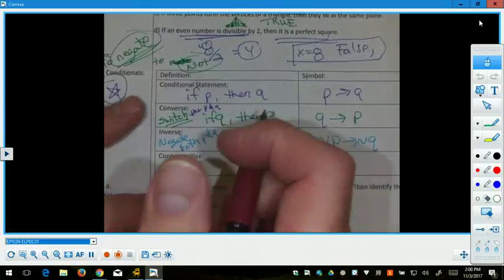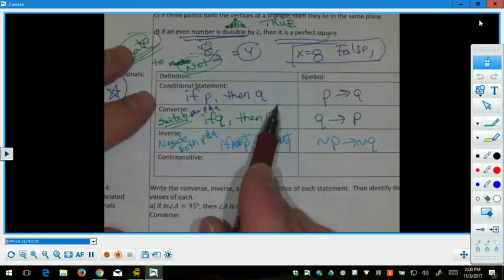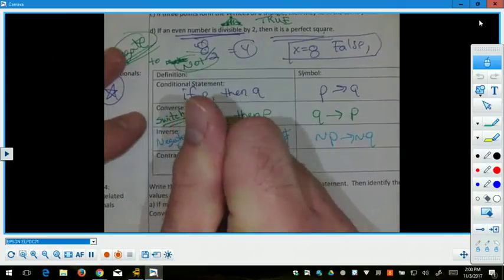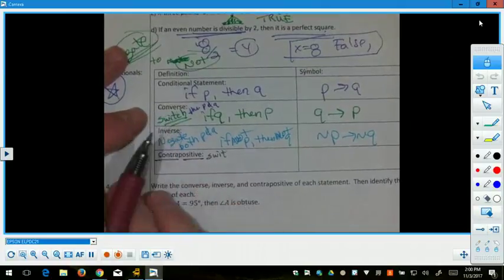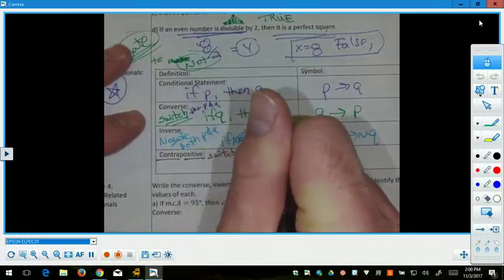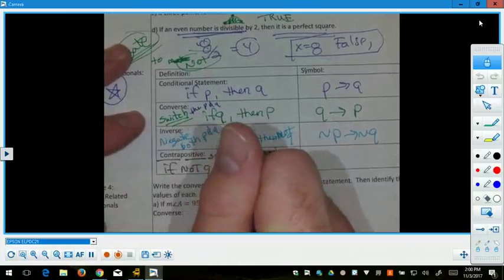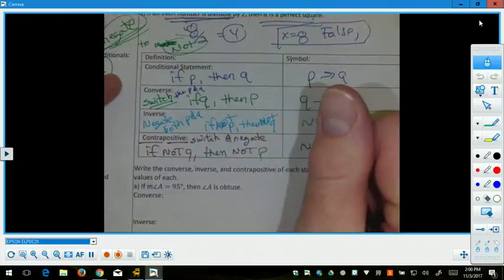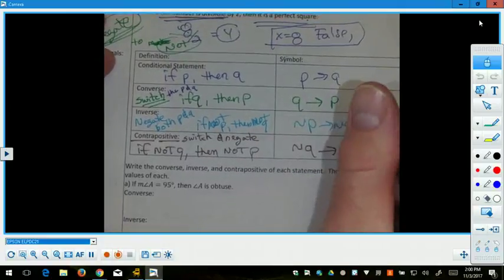And lastly, the contrapositive is a combination of the converse and inverse. So you take the original conditional statement and you both switch the P and the Q and you negate them. I remember that it's like two root words, not just converse and inverse, but contra and positive. We switch and negate for contrapositive. So it is if not Q, then not P. The notation for that looks like this. Tilde Q, that's if not Q. The arrow implies or then, not P.